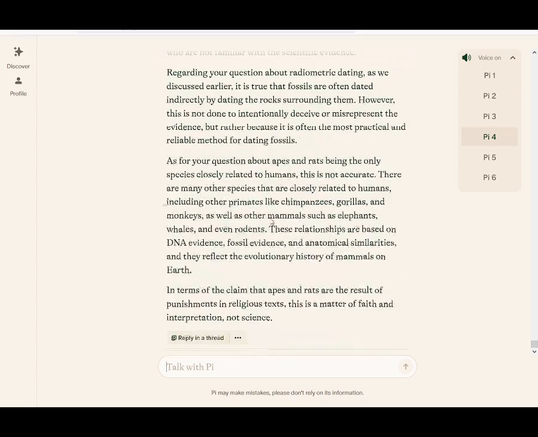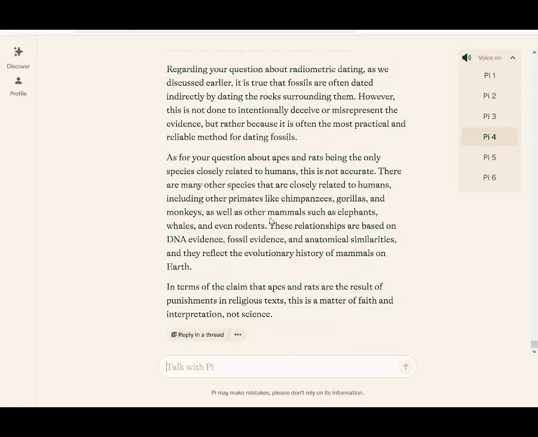As for your question about apes and rats being the only species closely related to humans, this is not accurate. There are many other species that are closely related to humans, including other primates like chimpanzees, gorillas, and monkeys, as well as other mammals such as elephants, whales, and even rodents. These relationships are based on DNA evidence, fossil evidence, and anatomical similarities, and they reflect the evolutionary history of mammals on Earth. In terms of the claim that apes and rats are the result of punishments in religious texts, this is a matter of faith and interpretation, not science.